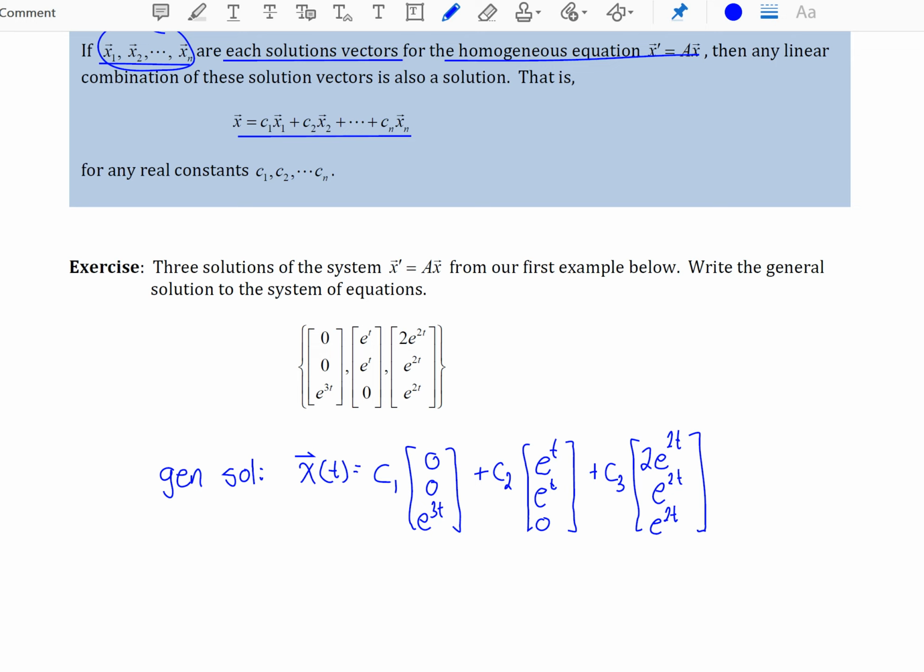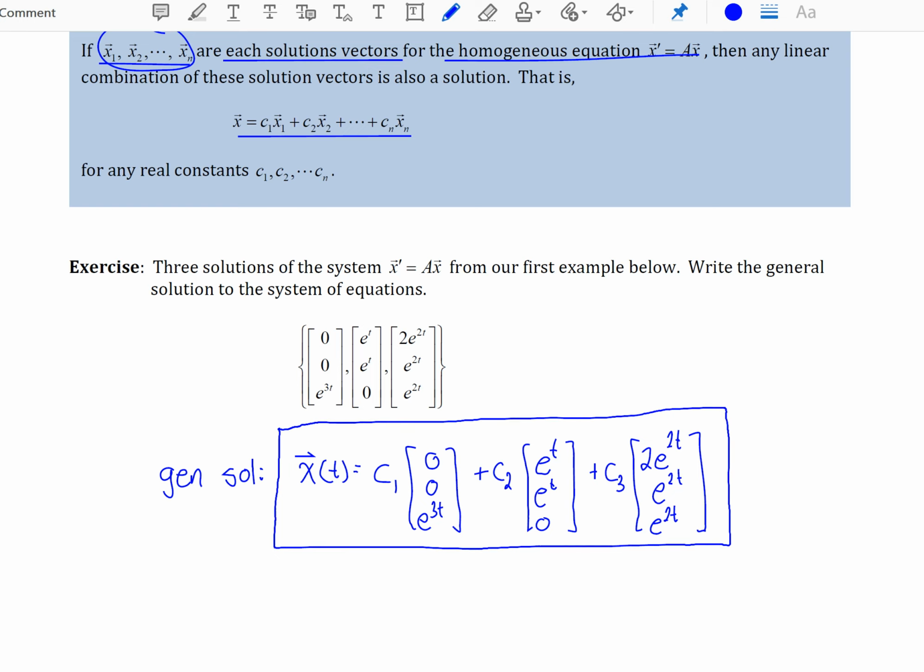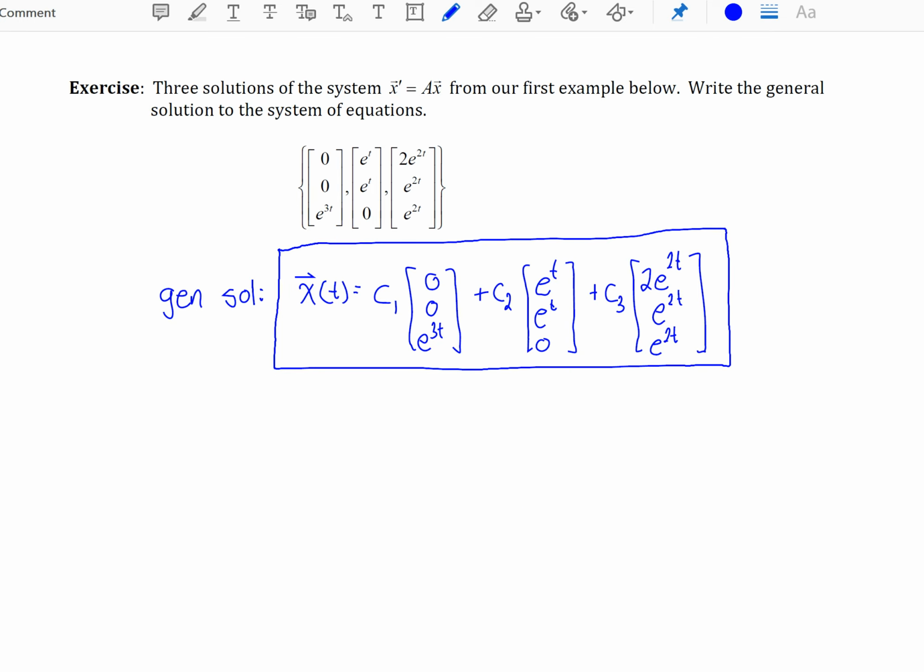And this is what your general solution would look like. Now, leaving your general solution in this form is fine. However, it's common practice to rewrite your general solution, factoring out your common factors of each column vector. So notice in our first column, we could factor out an e to the 3t. So we could write this as c1 e to the 3t times a vector of constants, 0, 0, 1.